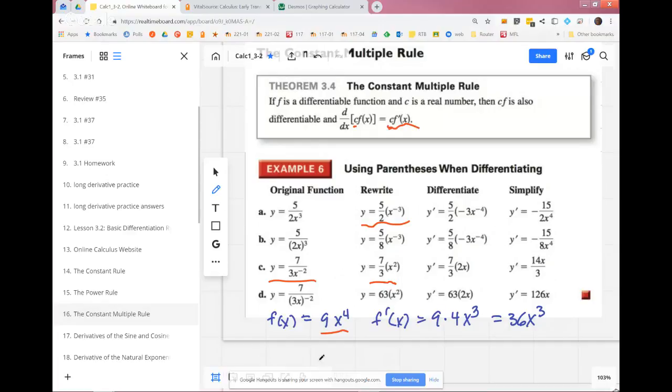On a test, how will we know whether we have to do it the long way or the shortcut way? Will you tell us? I'll come right out and say it. The long way would be introduced as such: find the derivative using the limit of the difference quotient. That's the long way. If I don't say that, go ahead and use the shortcuts. Yep, good question. Thank you. You're welcome.